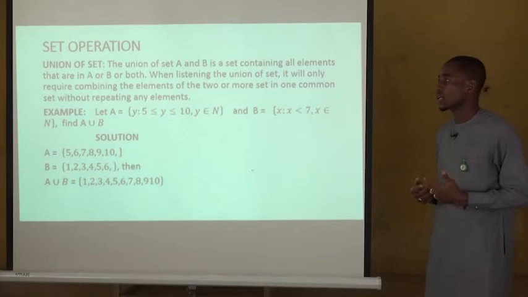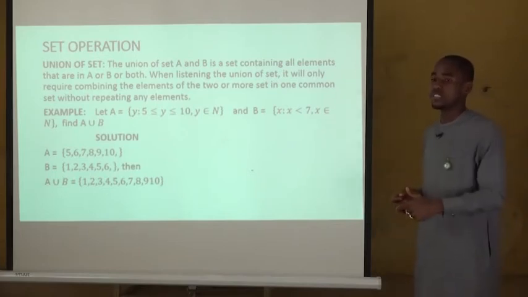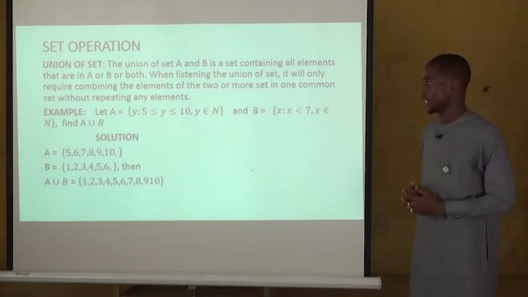Now, in union of a set, what we are trying to explain here is that for you to show a unionship between sets, it must be two sets or more than two. And when writing out the union of a set, each and every element is listed once and only once, without repetition.